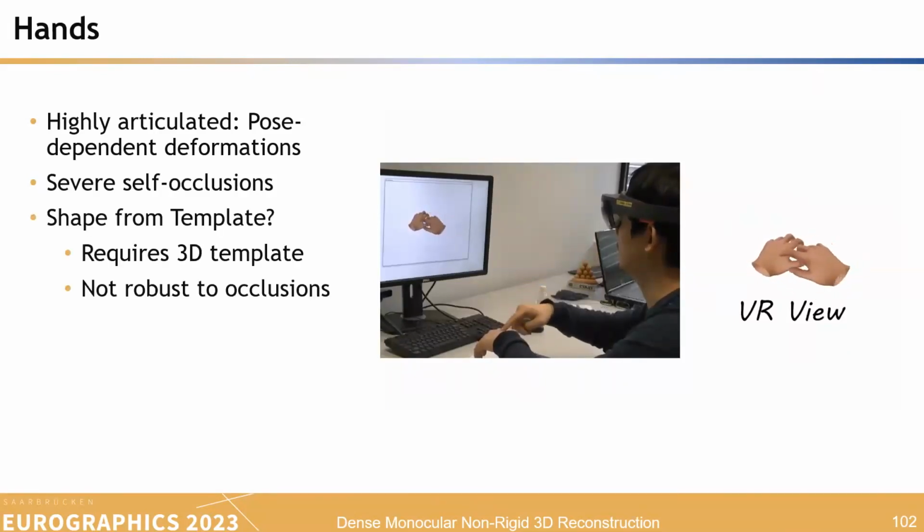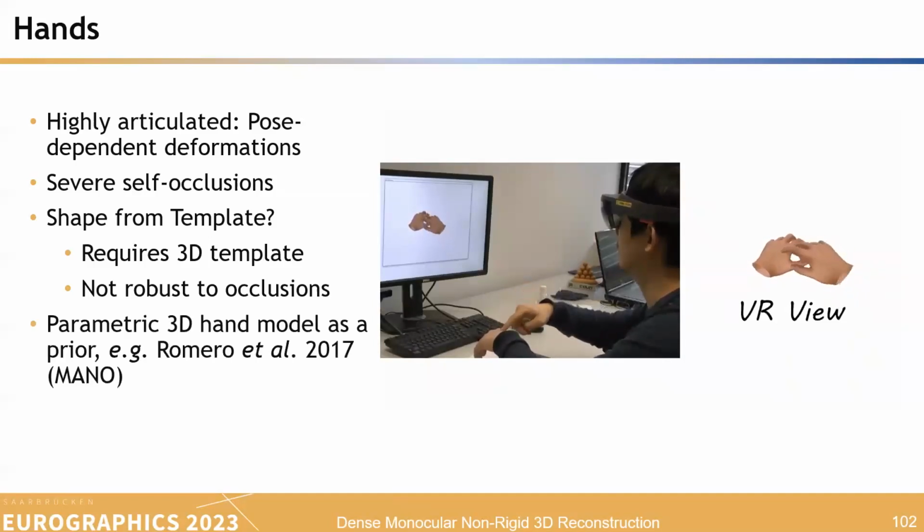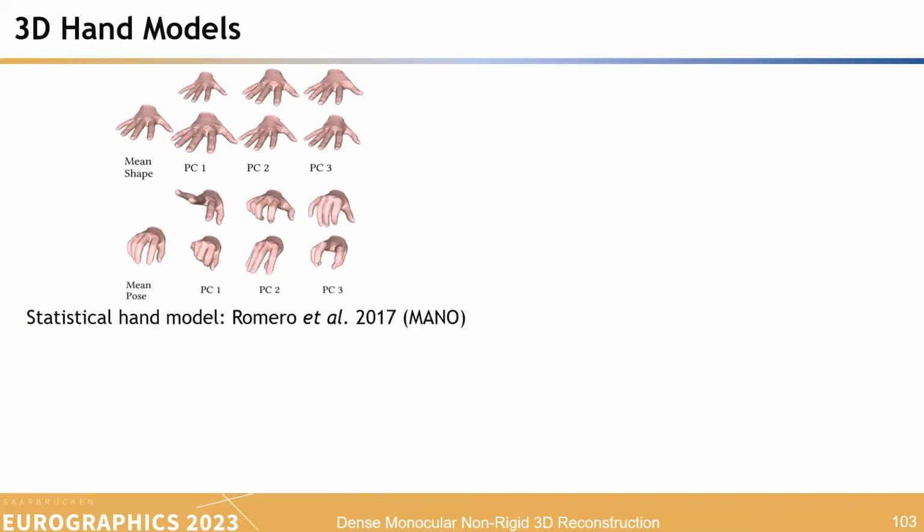And then, okay, so what if we have a template of the hand? Can we run a shape from template method to get the reconstruction? While we can do that, it would require a 3D template for each hand, and the shape from template methods are really not robust to occlusion, which is a major challenge for hands. There has been a lot of interest in reconstructing specifically hands, and there have been a number of 3D hand models, parametric hand models, which act as a strong prior for this reconstruction. So we will specifically look at these hand models.